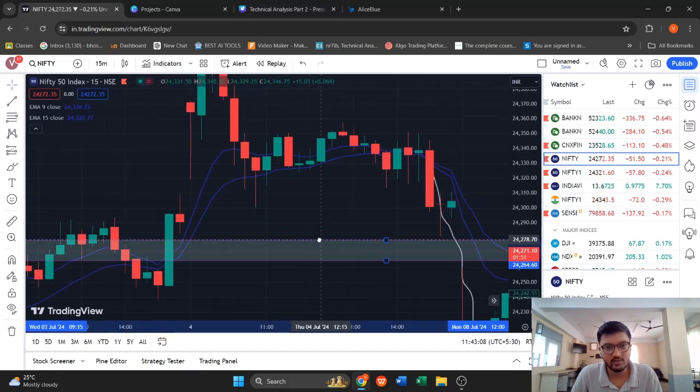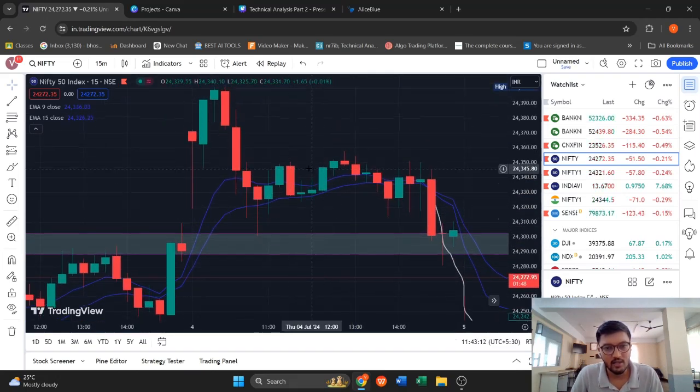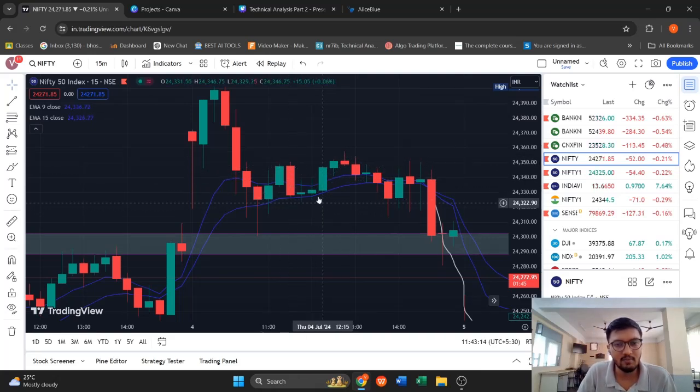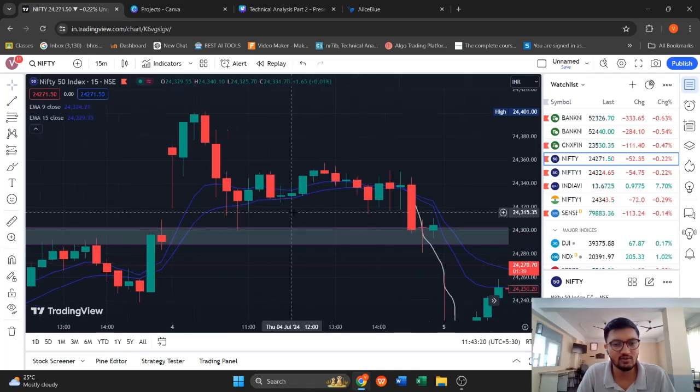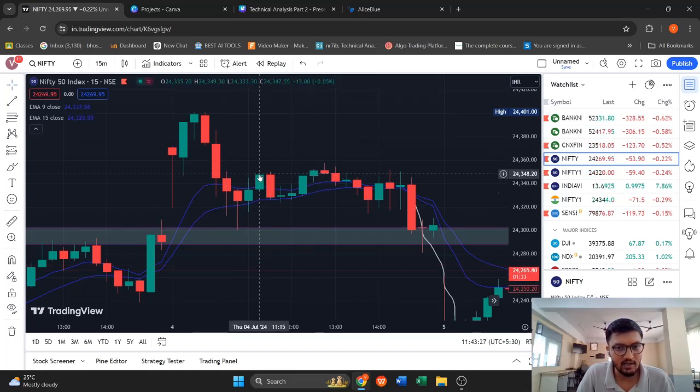So first, this is a chart of Nifty, and here you can see a pattern. I'm talking about yesterday, the 4th of July, the previous trading session. In this particular thing, you can see it's a green candle. The opening price was somewhere around 24,335, and the closing was 24,347. In the next candle, the opening was above the previous closing price, almost above 347.5, and the closing was 24,335. So the opening price is greater than the closing price of the previous candle.